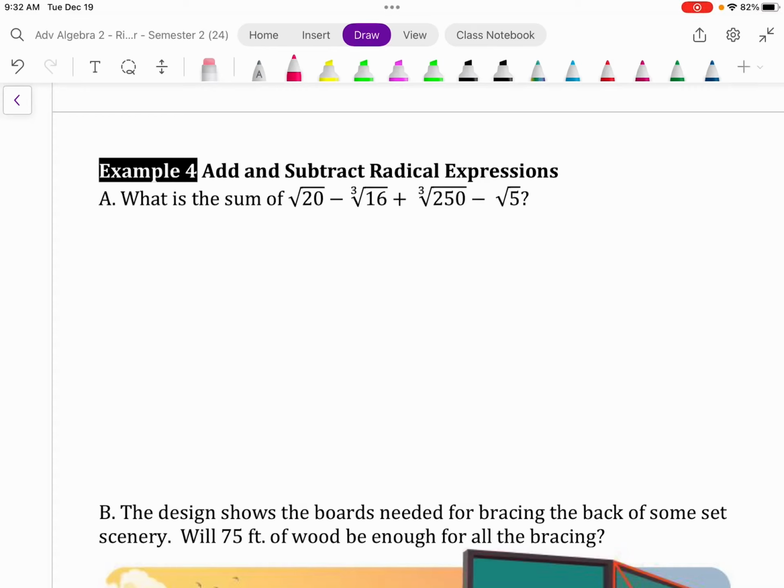Okay, next we're going to talk about adding and subtracting, and we can only talk about adding and subtracting if we have like radicals, meaning they have the same index, so square root, cube root, fourth root, whatever, and they also have to have the same number under the radical. So if you look at these four terms, none of them currently are like radicals. That does not mean that I can't make them like radicals.